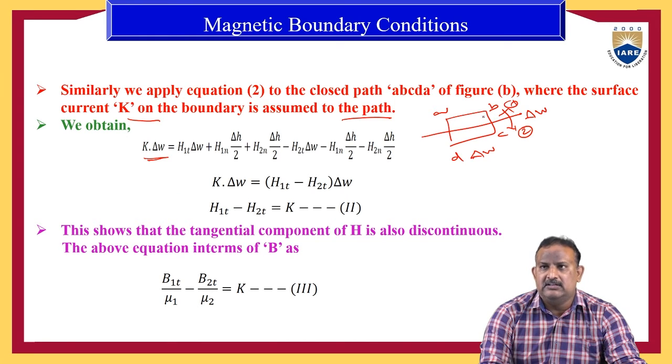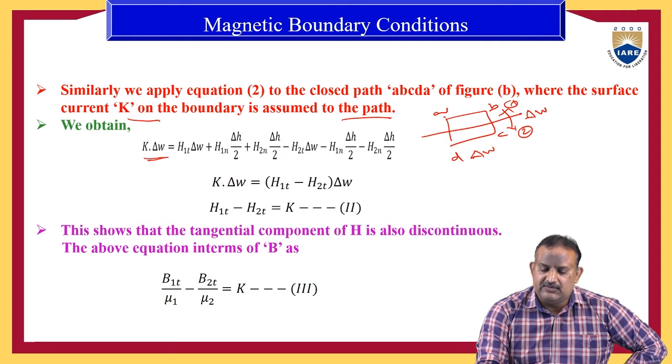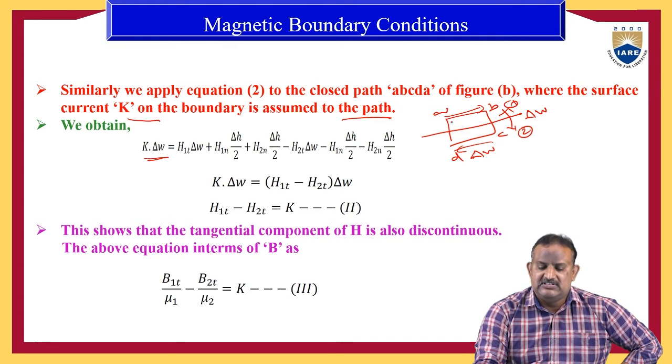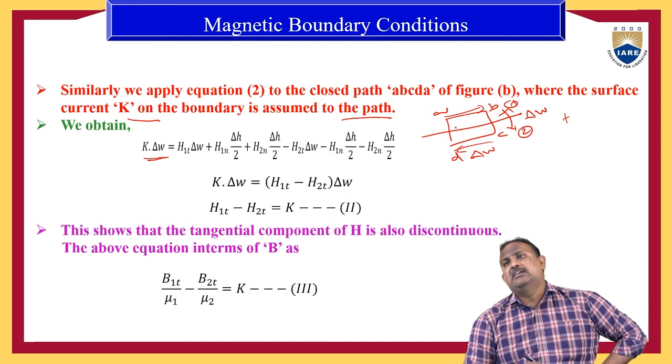When we apply the Maxwell equation to the rectangular box, surface AB is in media 1 and surface CD is in media 2. Here we can assume AB as positive and CD negative, or AB negative and CD positive. Similarly, the path A to B is positive, B to C is positive, and I am assuming the path C to D is negative and D to A is negative.